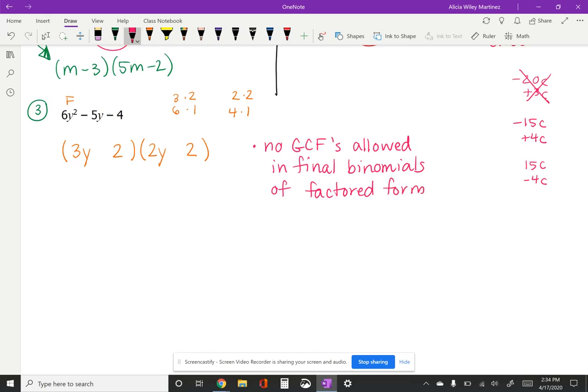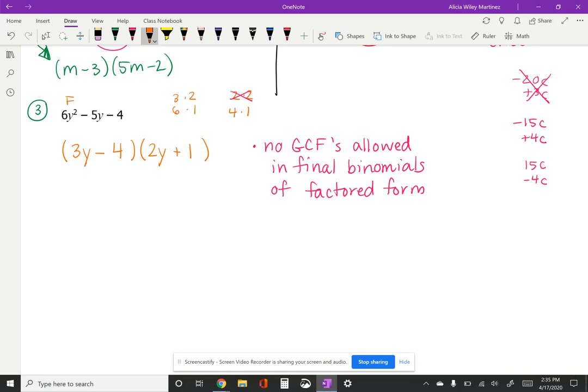So that's not allowed. And if there was no GCF at the beginning of the problem, there should be no GCFs left in your binomials. So this has no GCFs. So I should not have any GCFs here. So I know 2 and 2 is not going to work. Again, another pattern to follow. So I'm going to use 4 and 1. So I'll put 4 here, I'll put 1 here.